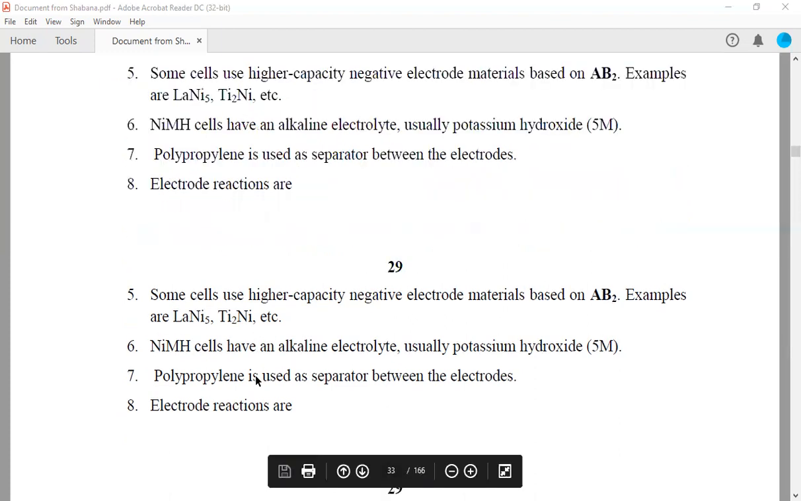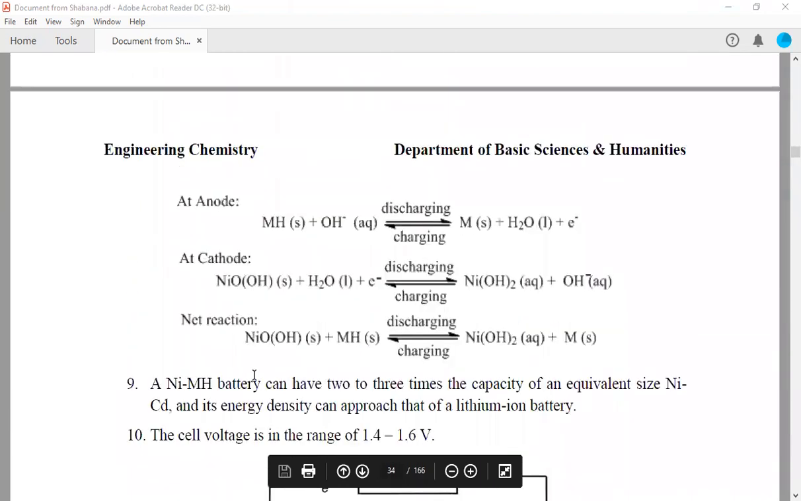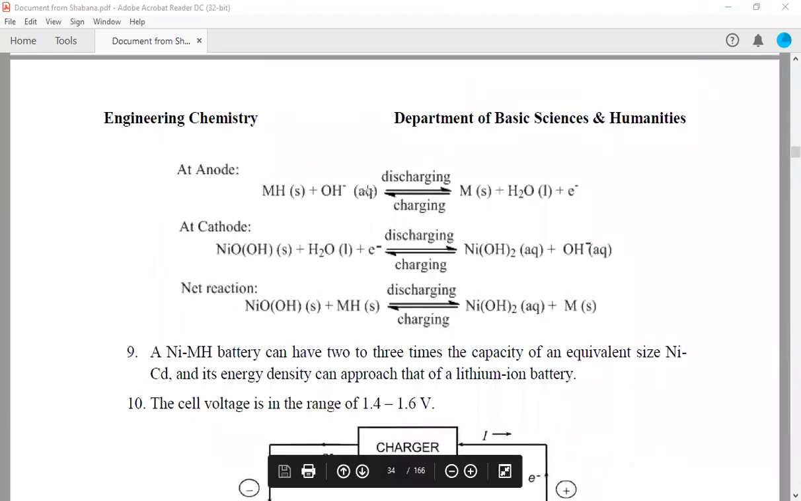And the electrode reactions are: at the anode, the metal hydride reacts with the hydroxyl ion, which comes from the electrolyte KOH, and it converts into the metal with the formation of water and liberation of the electron. And this electron goes towards the cathode, where it reacts with the nickel oxide hydroxide and water molecule and forms nickel hydroxide with the formation of the hydroxyl ion. And the overall net reaction is this one.